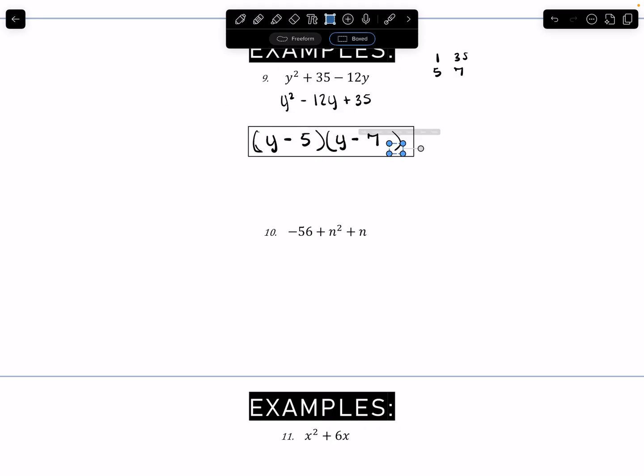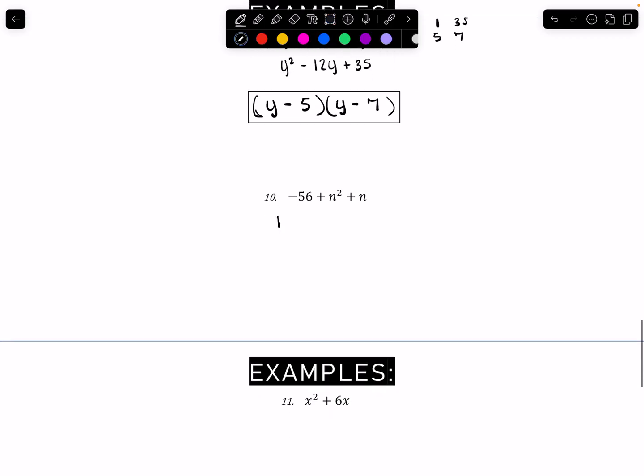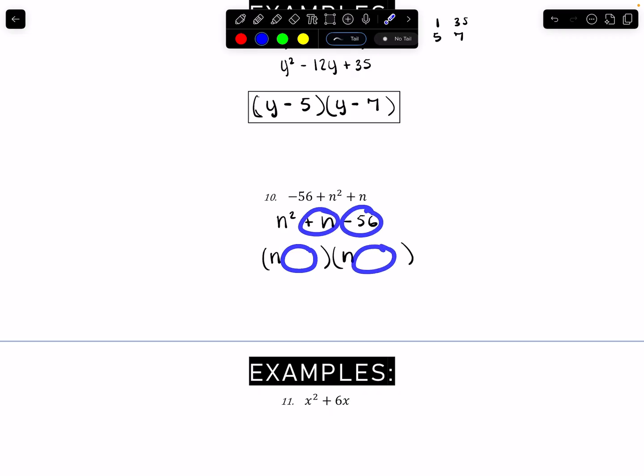Okay, so if we know our multiplication and our addition facts pretty well, we can start to skip some of the writing here. First thing I'm going to do here is rewrite it in standard form. That gives us this. Okay, that's going to factor into something times something. The only way to get n squared is n and n. These two numbers should multiply to give me a negative 56 and add to give me a positive 1.